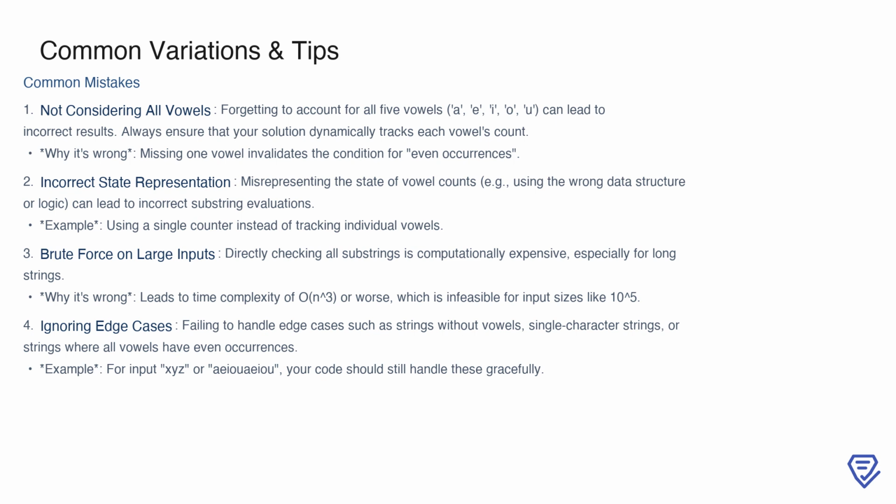First, it's crucial to consider all 5 vowels: a, e, i, o, and u. If you forget to track even one vowel, the solution becomes invalid since the condition of even occurrences won't hold. For example, overlooking u could lead to incorrect results even if the other vowels are handled correctly.